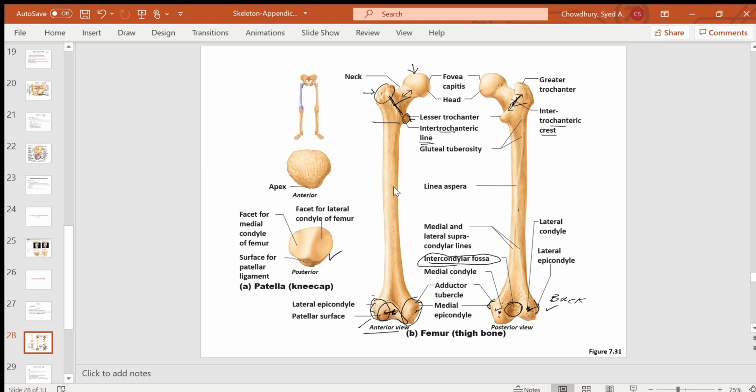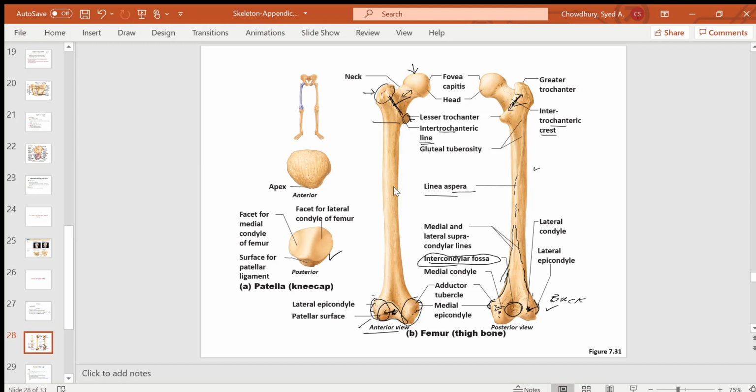Now let's see the shaft, the middle portion. In the shaft you have a line. In the upper part you have a single line that is called the linea aspera, and that line divides into two in the lower part, and these are called the supracondylar lines. Makes sense? So this is condyle, so above the condyle, supracondylar lines. Okay, so linea aspera, then two supracondylar lines in the lower part.